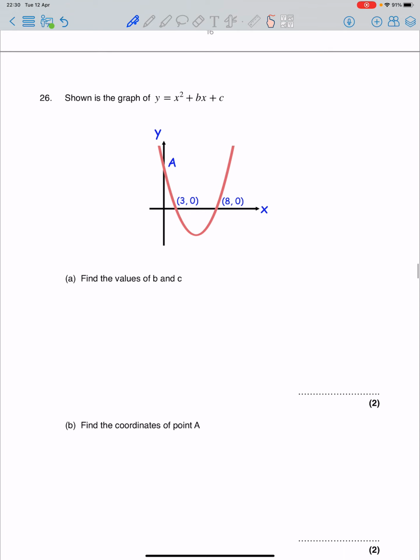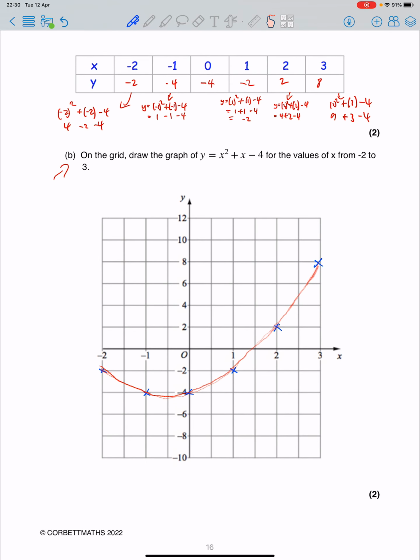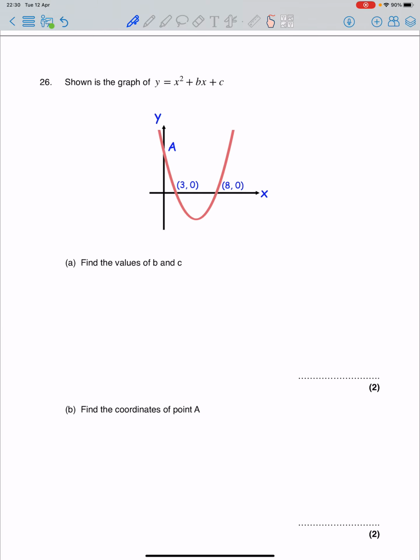Okay, next it says, shown is the graph of y equals x squared plus bx plus c. Find the values of b and c. So here we've got a sketch. The difference between a sketch and plotting is that with plotting, you have a table of values and you're plotting those points, doing it to scale, and then drawing a rough curve that goes through the points. With sketching, we're using critical points.